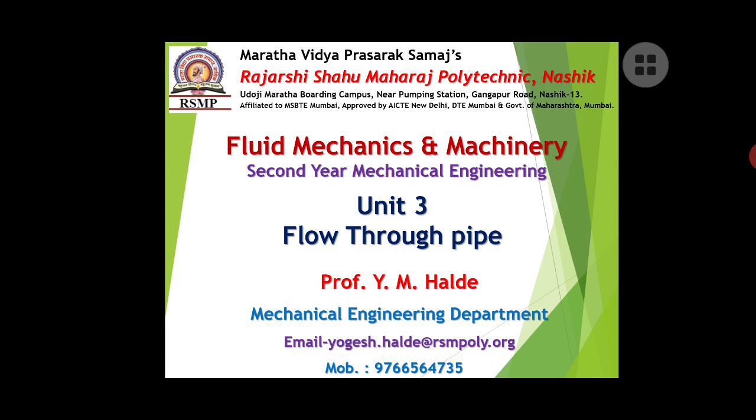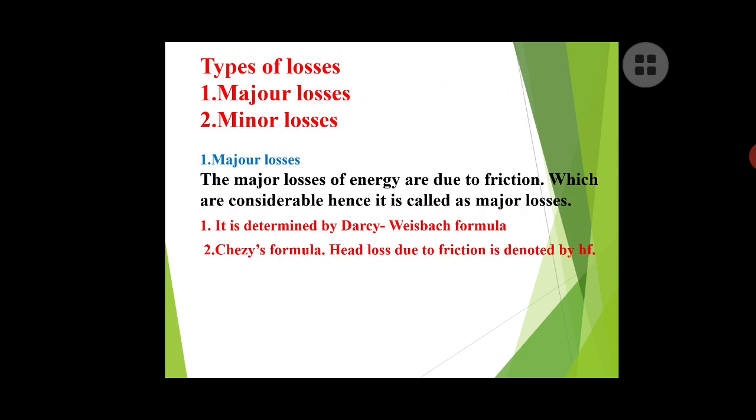In flow through pipes, we will study the minor losses. There are two types of losses, major losses and minor losses. The losses of energy due to friction, which are considerable, are major losses. Second is minor losses. So what are minor losses? The losses due to disturbance of flow pattern are called minor losses.